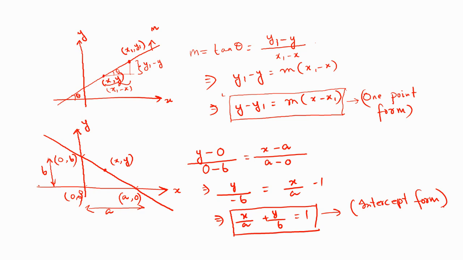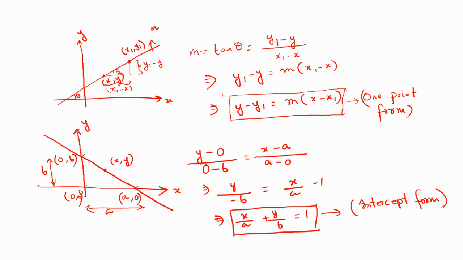So why is it called the intercept form? Because we know both intercepts: the x intercept and the y intercept. The point at which the straight line cuts the y axis is called the y intercept, and the point at which it cuts the x axis is called the x intercept. So we have currently discussed four types of straight line equations.